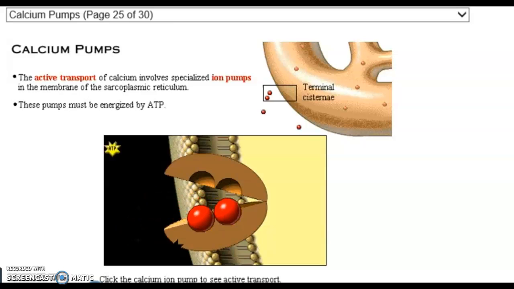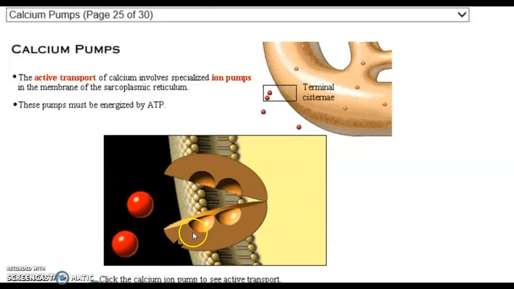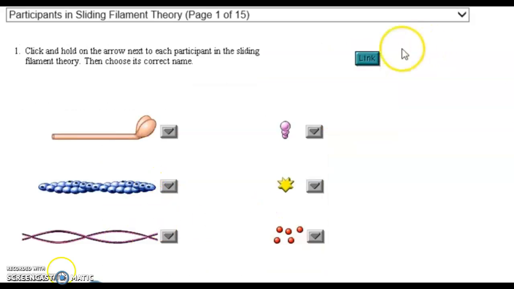Okay, notice how our ATP is being hydrolyzed, phosphorylating that, transferring the energy so we can literally pump it.